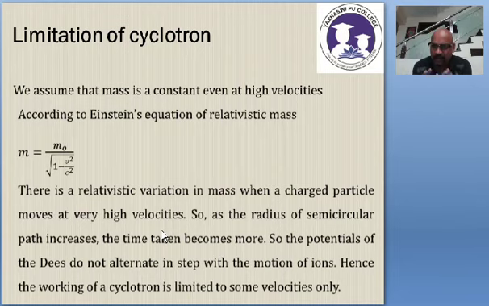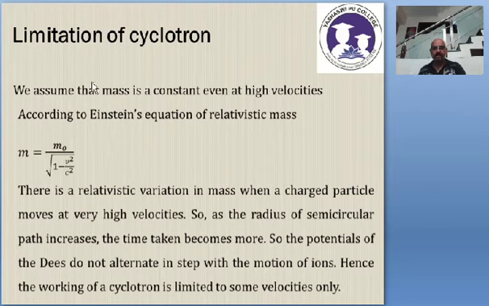Because see that half mv square, if you want to increase the kinetic energy, m of the electron is very less, so you require more radius. More radius means you require a bigger cyclotron. That is the technical difficulty. Therefore, usually electrons are not used; only alpha particles and protons are used to energize.